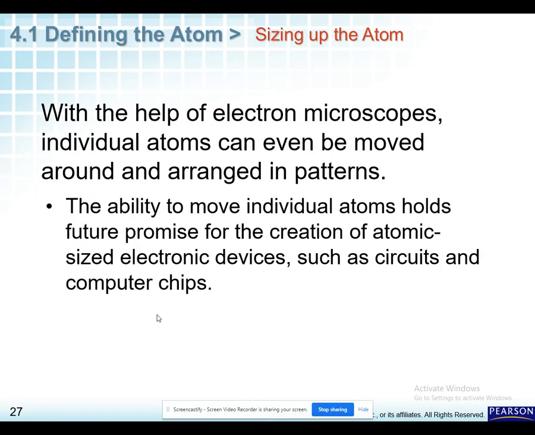Now, with the help of electron microscopes, individual atoms can even be moved around and we can manipulate them. This gives us a very promising future in both science and technology. It's going to allow us to create atomic-sized electronic devices, and we can work on things like circuits and computer chips and make them even better.